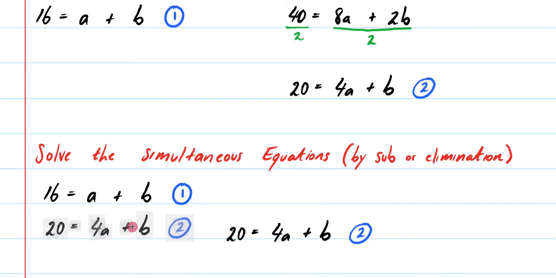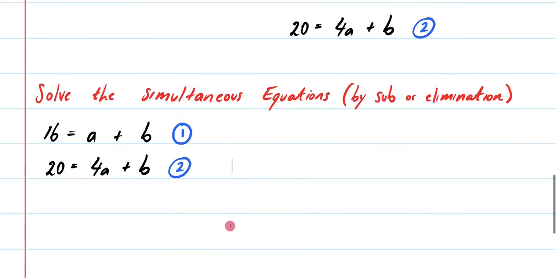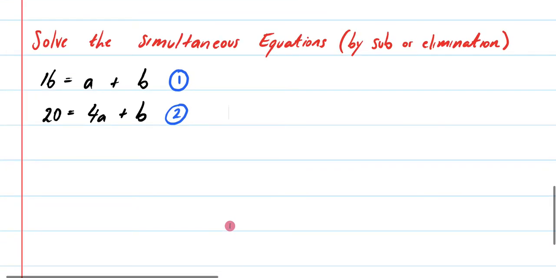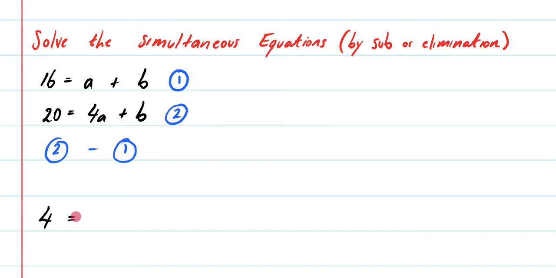So what are we going to do? We have some simultaneous equations. We can either solve them by substitution or elimination. I think I'm going to do a mixture of both. So the first thing that I'm going to do is use elimination. And if we were to do that, I could simply say take 2 and subtract 1 from it. And when we do that, what we're going to end up with is 20 minus 16, which is going to be 4, equals 4a minus a is 3a. And then b minus b, the b's go away.